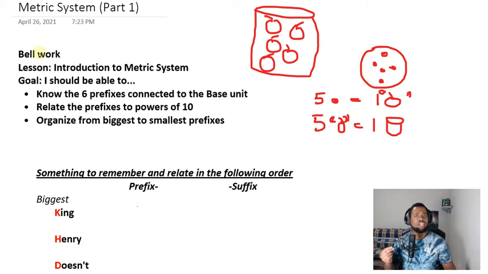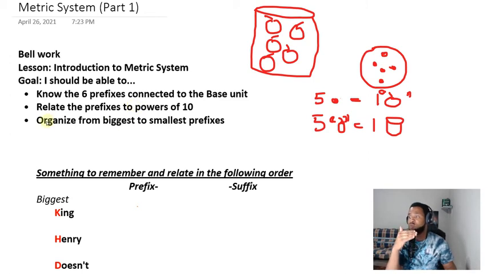So take note here that you need to write the bell work, which is as follows. You need to know the introduction of the metric system based on the goal, which is you should be able to know the 6 prefixes that are connected to the base unit. And you're asking yourself, Mr. O, what are the base units? The base units, as we talked about, are mass, volume, and distance or length. And in here you're also going to relate the prefixes to the powers of 10, and this particular point will be dealt with in our next video.